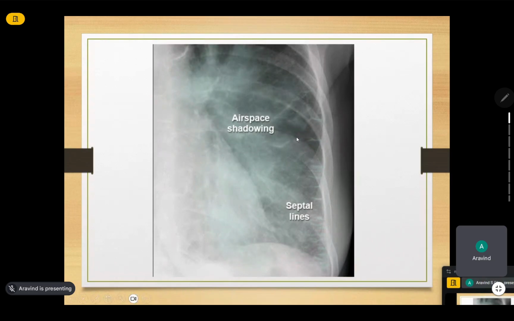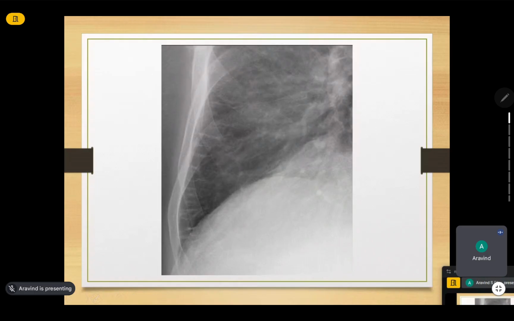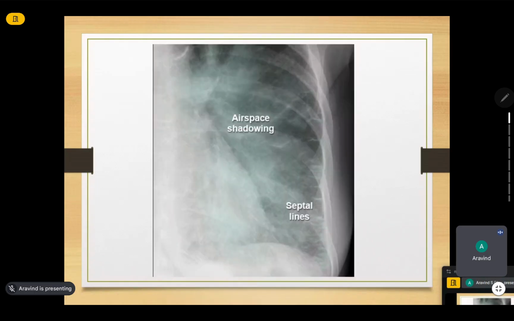This one is the left side, this one is the right side, and this one is the left side. You can see that there is space shadowing and the septal line. So this is the presentation of alveolar edema.